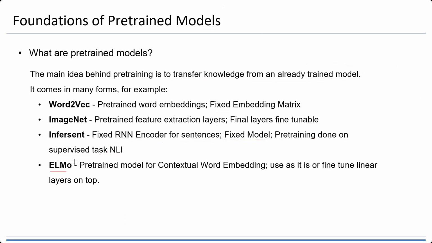There is another kind of pre-trained model called ELMo. ELMo is a pre-trained model for contextual word embedding. The word contextual means understanding what the word means in context. For example, the word mouse can mean a mouse on a computer or a mouse as an animal. We can use this contextual word embedding to fine-tune what we call the linear layers.